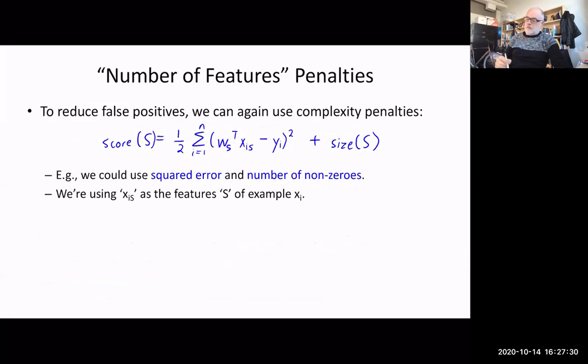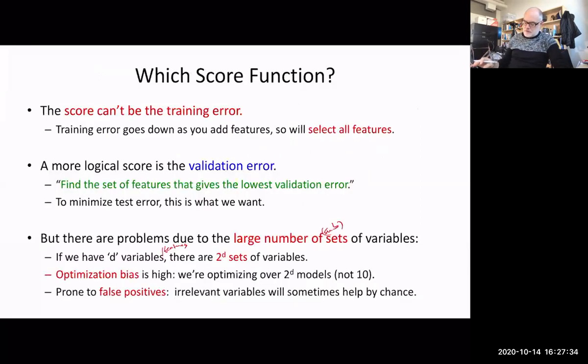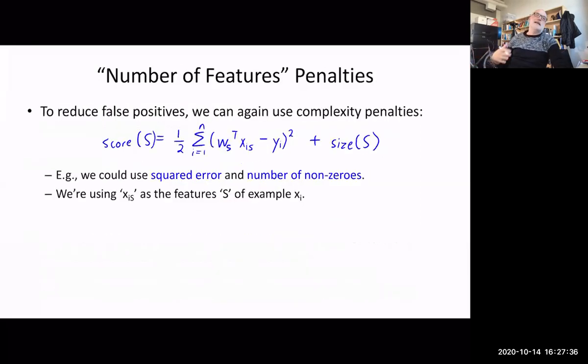In order to reduce the number of false positives in the way that we just talked about here, we can again employ complexity penalties. So here we have a score. This is a standard regression loss that we're used to seeing.